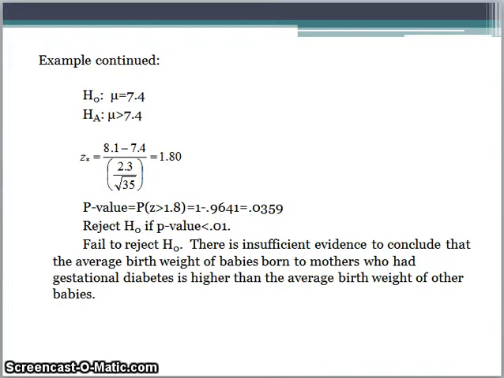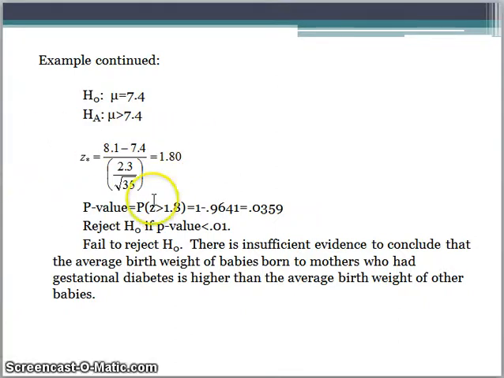So the first thing we're going to do is set up our hypotheses. We want to see if the population mean of the babies from gestational diabetes pregnancies is greater than 7.4, the overall population mean. If it's not, then we're going to assume the null hypothesis of equals 7.4.